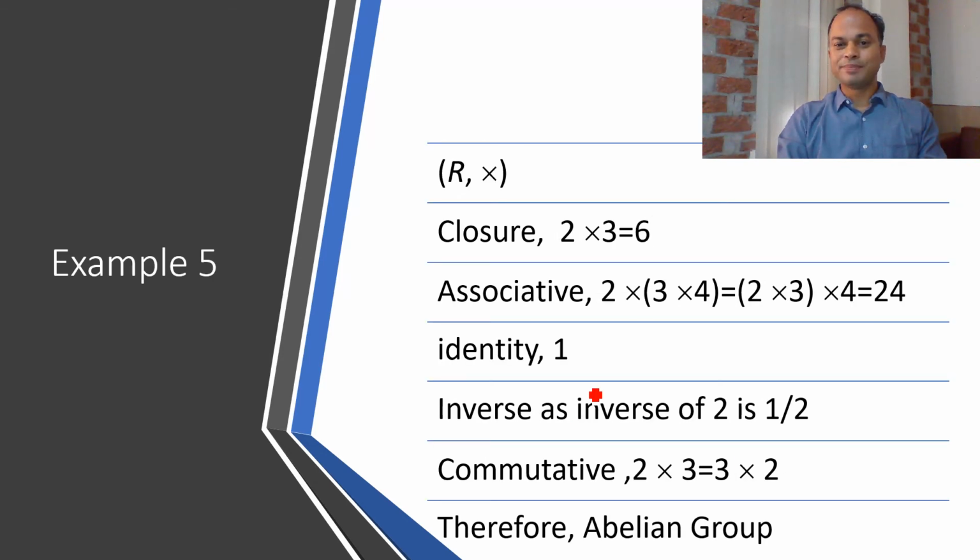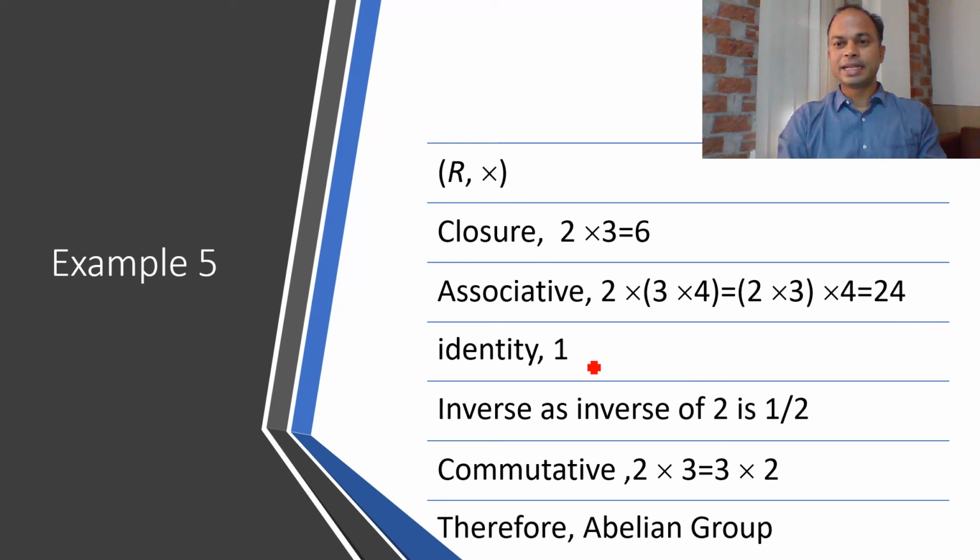When we talk about this example, the set of real numbers is given, operator is multiply. Say we are taking two real numbers, 2 and 3. If we multiply, we are getting a real number. Therefore, it satisfies our closure property. If we talk about the associative, then we can write (2 multiply 3) multiply by 4 equals 2 multiply (3 multiply by 4). In both the cases, the product is 24. Therefore, associative property is true.